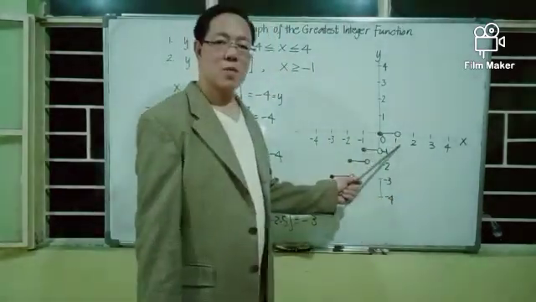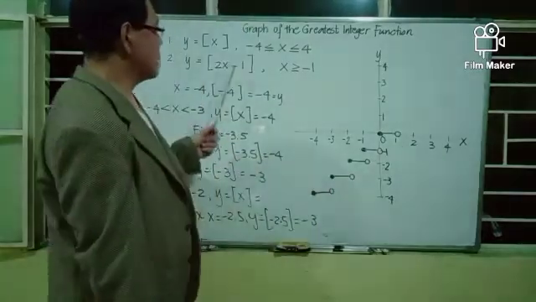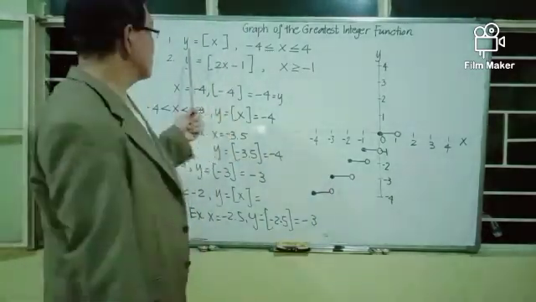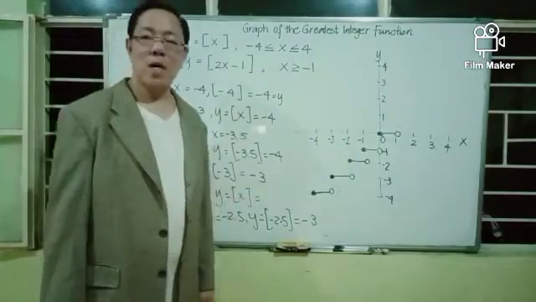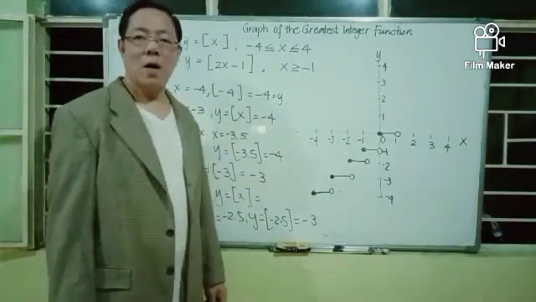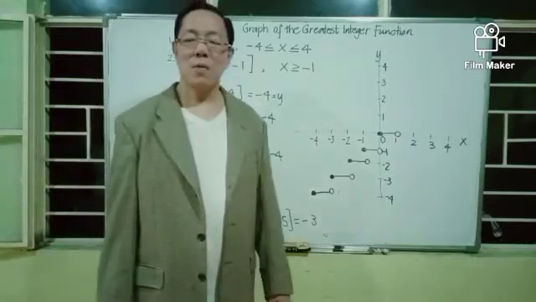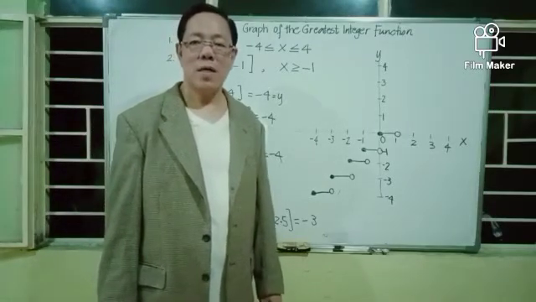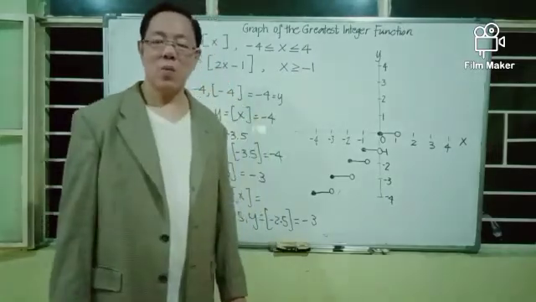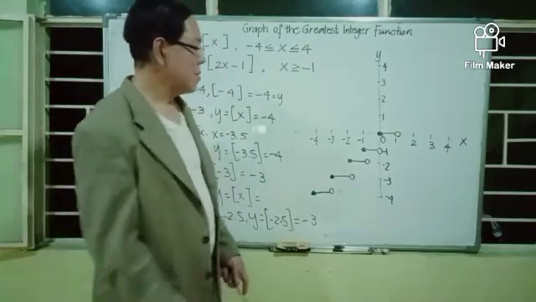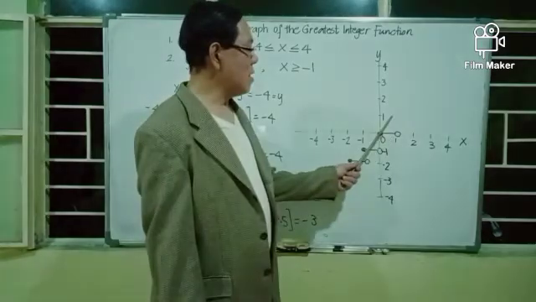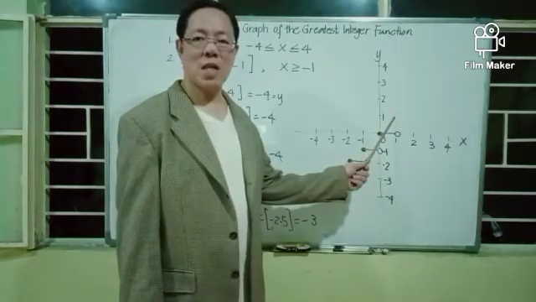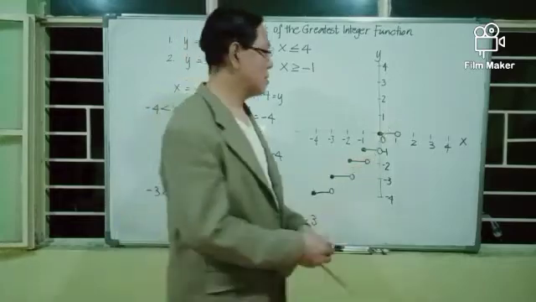Except when x is 1. Because if x is 1, y is equal to the floor of 1, and the floor of 1 is the greatest integer that is less than or equal to 1. And that integer is 1. 1 is equal to 1. So when x is 1, the value of y is 1. And we indicate that by a shaded circle or a point.